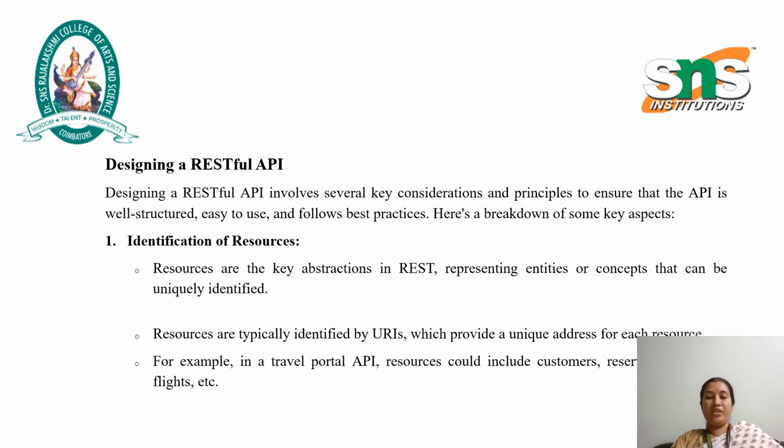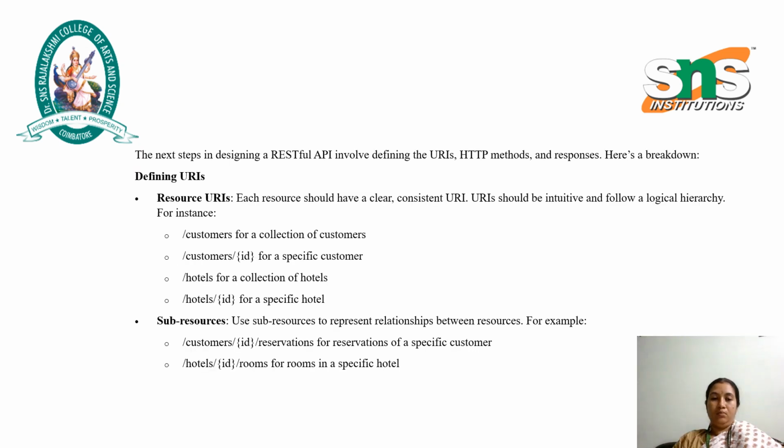Next, we have to see designing a RESTful API. We already know about the REST APIs. We have to move on to some key aspects in REST. Identifying resources: resources are the key abstractions in REST representing entities or concepts that can be uniquely identified. Resources are typically identified by URIs, that is Uniform Resource Identifiers, which provide a unique address for each resource. The next steps in designing a RESTful API involve defining the URIs, HTTP methods, and responses.